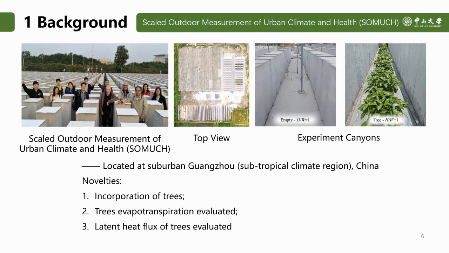We also conducted a scale-down experiment in Guangzhou, China, which is located in a subtropical climate region. What differs this experiment from previous ones is that we incorporated trees to investigate their effects on the microclimate. In the meantime, we evaluated the evapotranspiration amounts of a tree by weighing its mass change. It means the latent heat flux is directly measured.